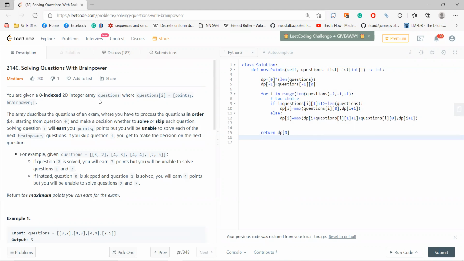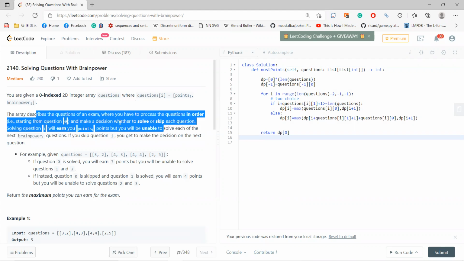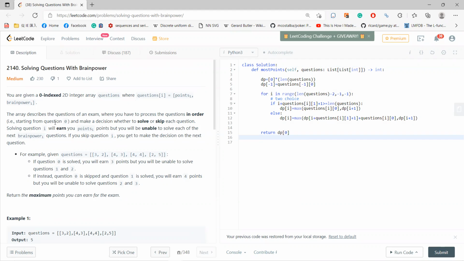So you are given a 0-indexed 2D array questions, where each entry has points and brainpower, and the array describes an exam. You have to process the questions in order and make a decision whether to solve or skip each question. Suppose you solve question i, then you get points i, but you are unable to solve the next brainpower i questions. So for example, if you solve the first one, you get 3, but there are 2, right? So that means these 2 you cannot solve. You need to directly go to the next one.